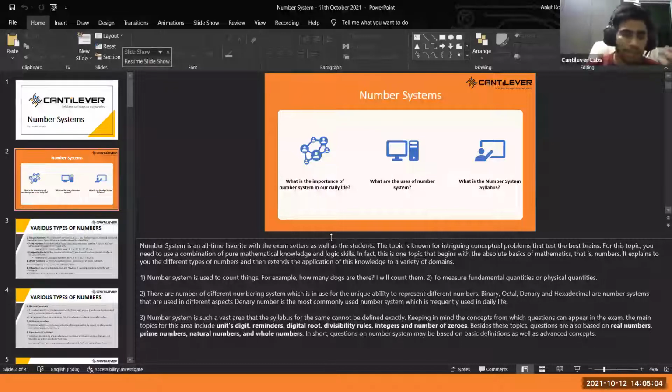So the aspects of number system are quite vast and it is most commonly used in our daily life. The number system is such a vast area that the syllabus for the same cannot be defined exactly. So what next comes to our mind is, what is the syllabus of number system? Keeping in mind the concepts from which questions can appear in the exam, the main topics of this area include units digit, remainders, digital roots, divisibility rules, integers, and number of zeros. Besides these topics, questions are also placed on real numbers, prime numbers, natural numbers, and whole numbers. In short, questions on number systems may be based on basic definitions as well as on advanced topics.